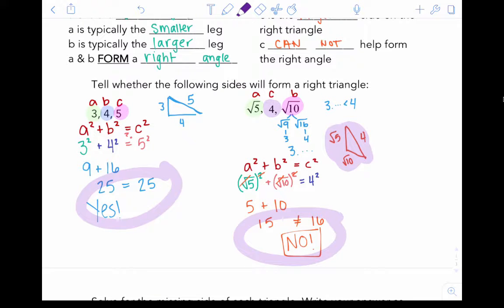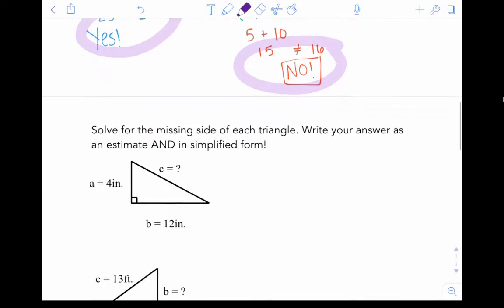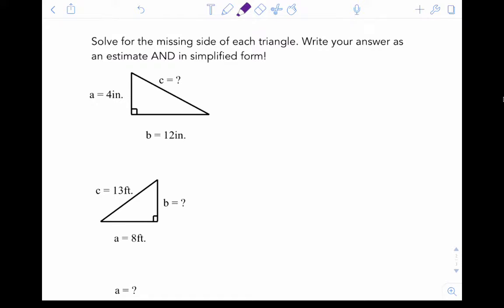All right, the next thing we're going to do is have a right triangle that has one missing side. So we're going to figure out what the missing side length is. When we do this, we are sometimes going to end up with a non-perfect square under a square root sign. And when that happens, I want you to estimate your answer, and I want you to write it in simplified form. So let's go through this and see what this means.